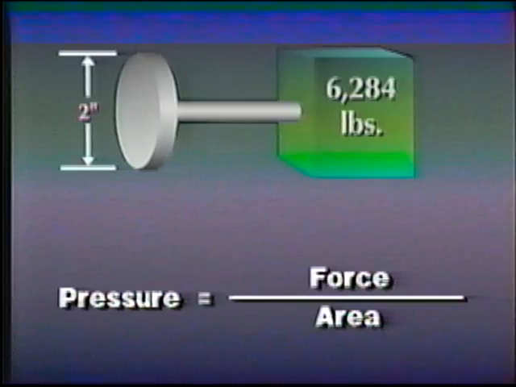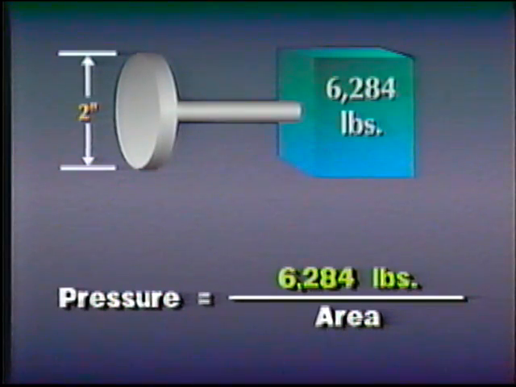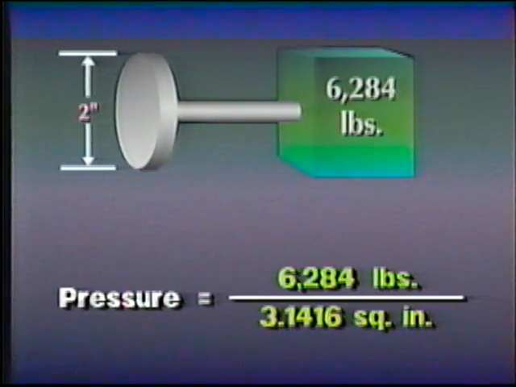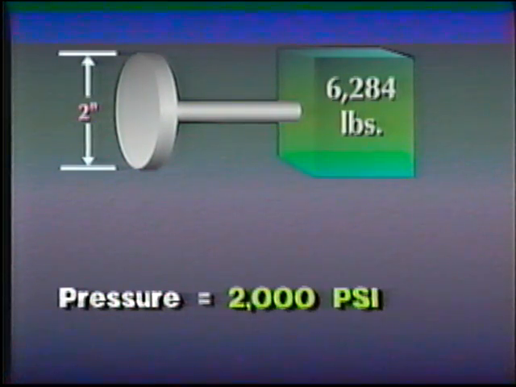For example, suppose we have a 6,284-pound load that has to be moved by a cylinder with a 2-inch bore. To calculate the pressure required, we divide 6,284 pounds by the area of the piston. That area is 2 inches times 2 inches times 0.7854, or 3.1416 square inches. 6,284 pounds divided by 3.1416 square inches equals 2,000 pounds per square inch. To move the load, the hydraulic system must operate at a pressure of 2,000 psi.